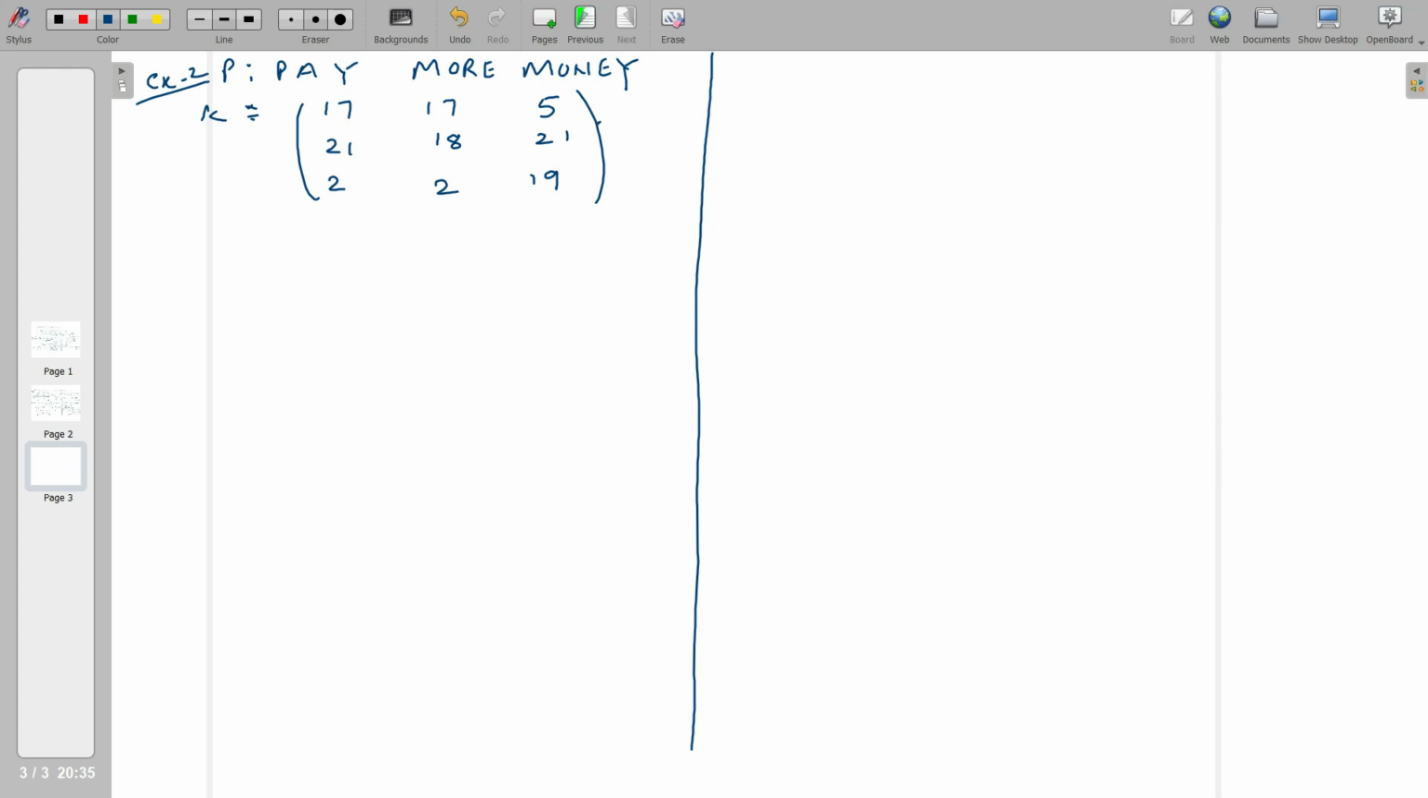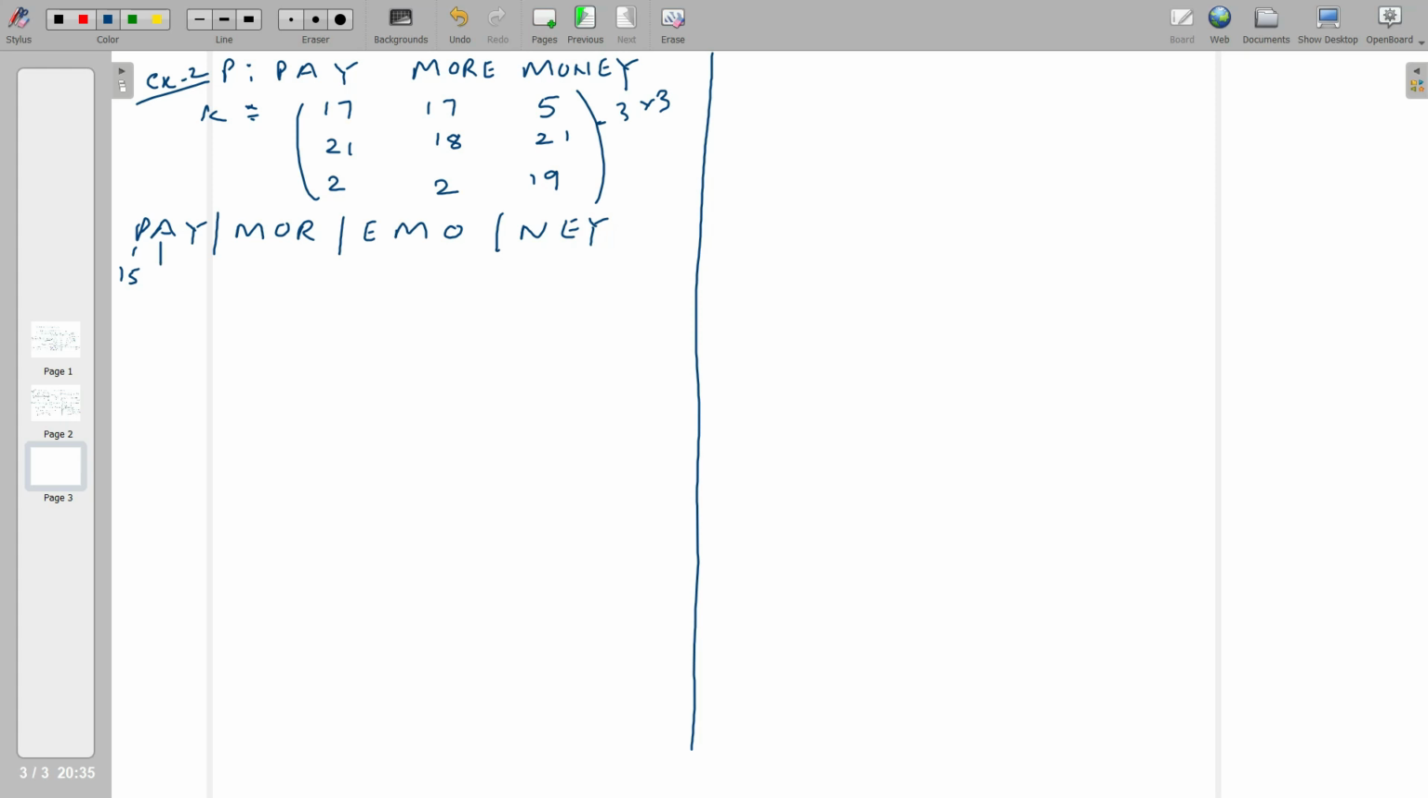Because this is a 3 into 3 matrix, we will divide plain text in groups of 3 characters. Like for example, PAY, MOR, EMO, and NEY. So let's write the numbers for these letters.